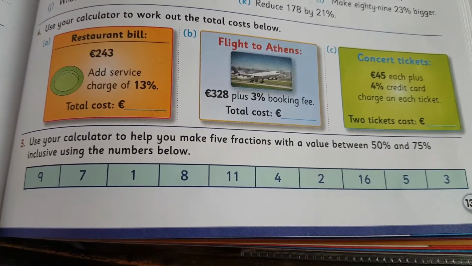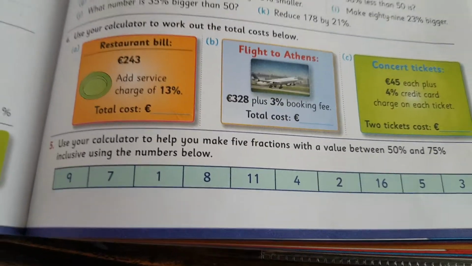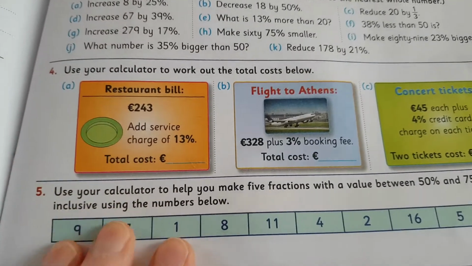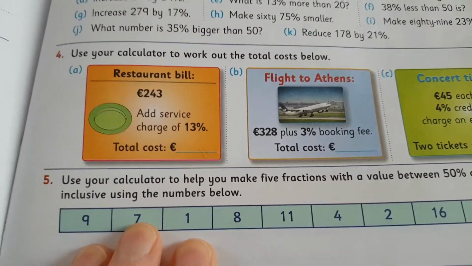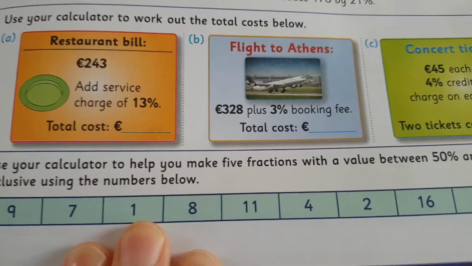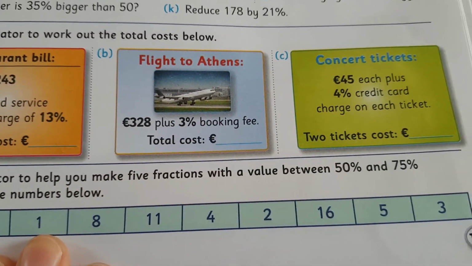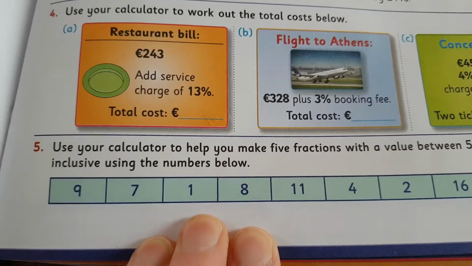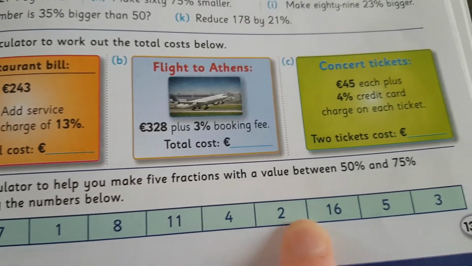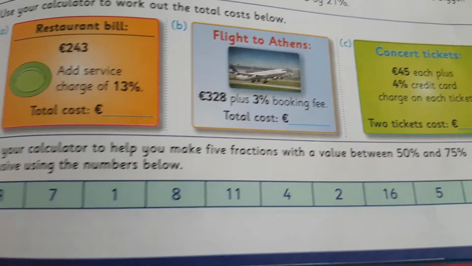Hello 5th class, this is page 133, question 5. I'm just going to explain this question because it's a little confusing at the start. Use your calculator to help you make 5 fractions with a value between 50% and 75% inclusive using the numbers below. So these are the numbers we've got to choose from to make a fraction.